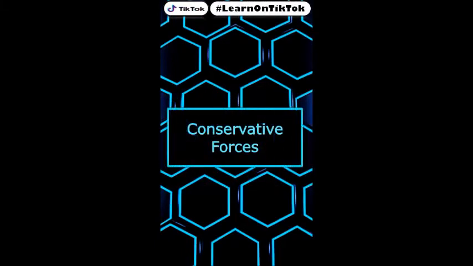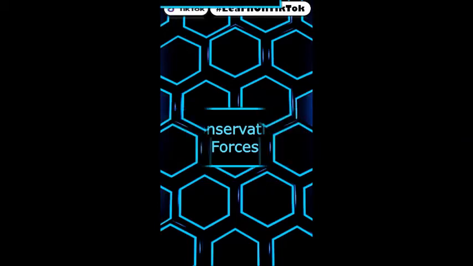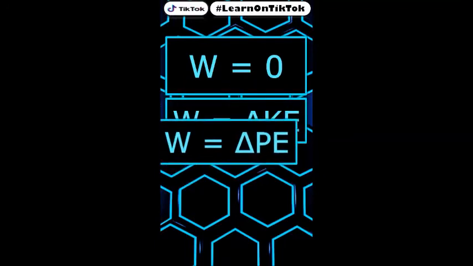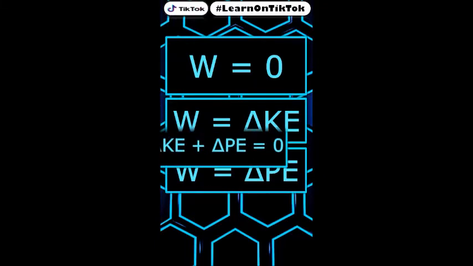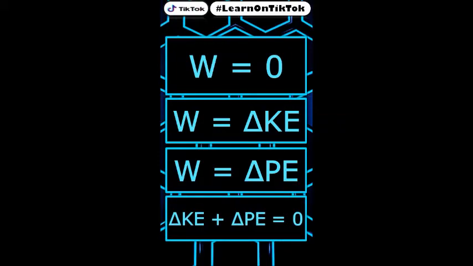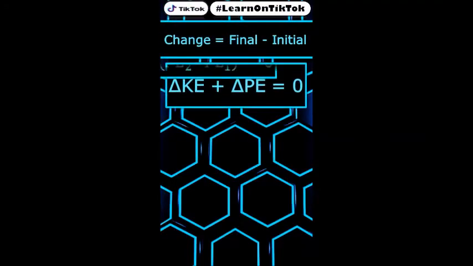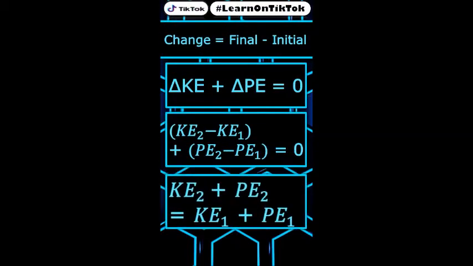We can formulate a simple relation involving energy, as long as only conservative forces are acting on the system, and no non-conservative force are present. When there is no non-conservative force, work is equal to 0. From the work-energy principle, work is equal to the change in kinetic energy or the change in potential energy. This gives, the change in kinetic energy plus the change in potential energy is equal to 0. And since change is equal to final minus initial, we can further derive this equation to KE2 plus PE2 equal to KE1 plus PE1. This equation is the profound principle regarding the conservation of mechanical energy.